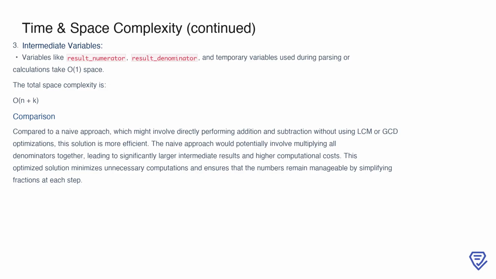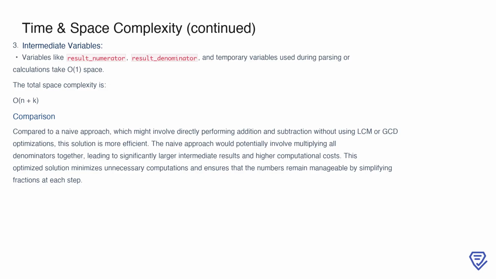Beyond the input storage and the list of fractions, we also use a few intermediate variables like result_numerator, result_denominator, and temporary variables during the parsing and computation steps. These variables occupy constant space, so their contribution to the overall space complexity is O(1). When we combine all the space requirements, the total space complexity becomes O(n + k).